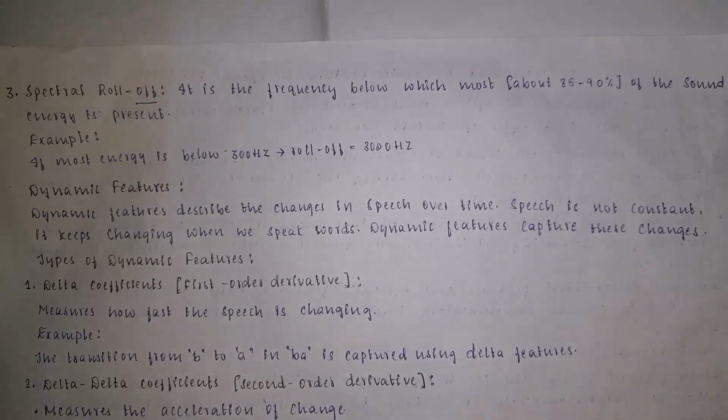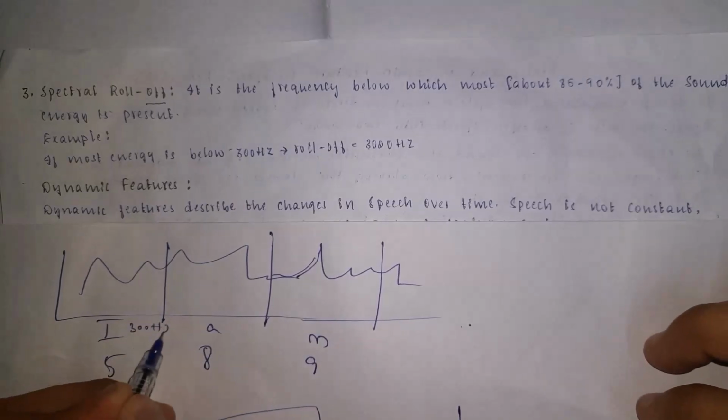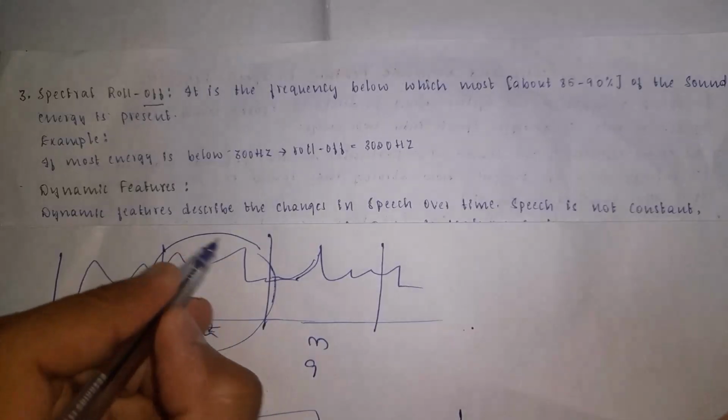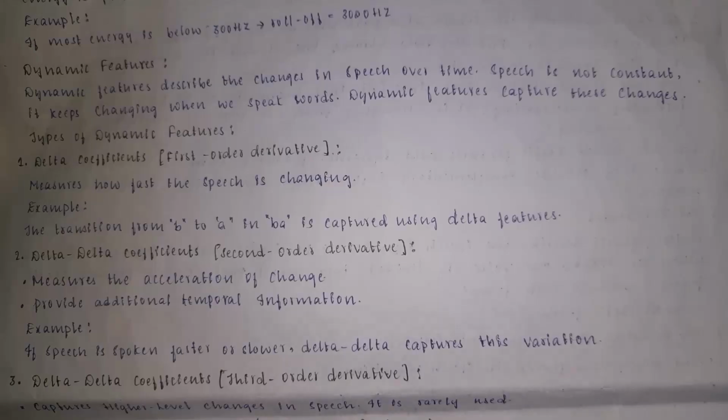And the third one is spectral roll-off. It will show where most of the sound energy is present. For example, in our entire speech, some frames contain 300 Hz, whereas some other frames contain 3000 Hz. So here, most of the sound is present. So static features will analyze sound characteristics at a particular point of time, where high bandwidth is present, where high frequency is present, and where high energy is present, and what is the particular character. All these are identified by using static features.